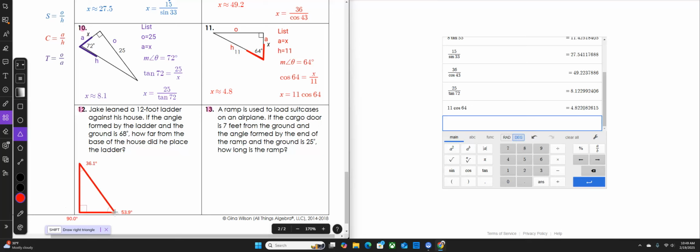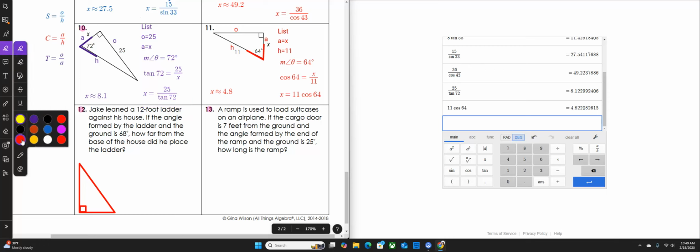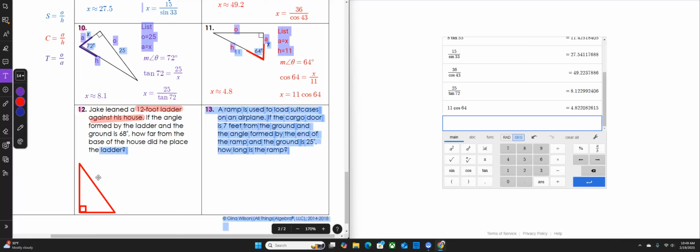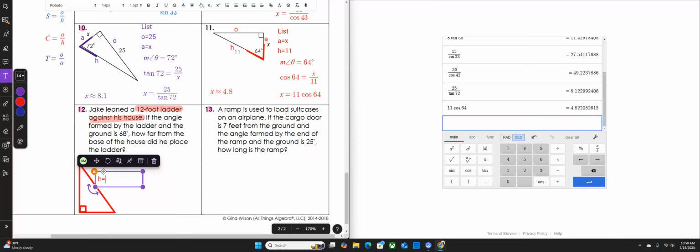So I already know we're doing a trigonometry assignment. I'm going to do a right angle. I'm not making it to scale or anything. And just for the sake of accuracy, I'll stick my right angle there. Now it says Jake leaned a 12-foot ladder against his house. So let's think about what's important here. We know it is a 12-foot ladder, and he's leaning it against the house. So one thing I did mention to you is that ladders are almost always the hypotenuse, which is going to be 12 feet.